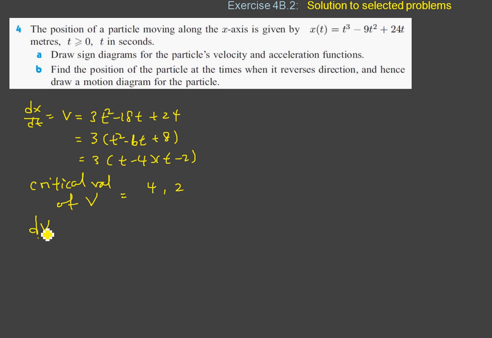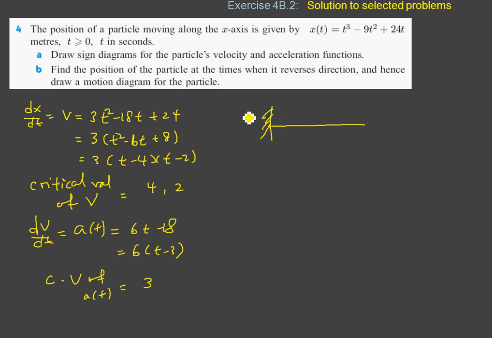So the next one is dv/dt. This is the acceleration function, and fairly straightforward. Let's just factorize this. So again, the critical value of a(t) is 3. Okay, is that fair? Alright, now let's get the sign diagram done.